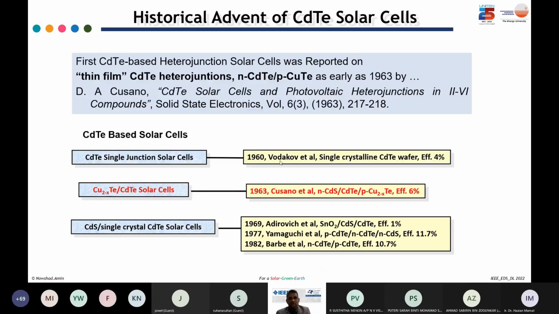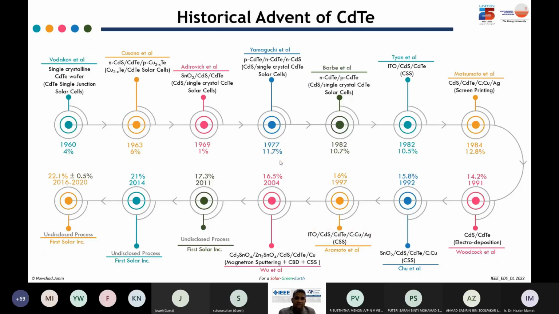The first cadmium telluride solar cell, in a single junction, was first mentioned by Vodakov in 1960, but honestly speaking, the heterojunction structure, which is still followed, was reported by Kusano et al. in 1963. Since then, many groups have tried to improve the efficiency in different configurations. There are groups from Japan, from the USA, and from Europe. All together, until now, we have been able to declare 22.1% efficiency at cell level.